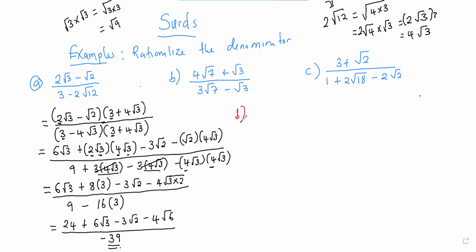B: we multiply again by the denominator. So 4 root 7 plus root 3, we multiply by 3 root 7 plus root 3. So we get more like the conjugate of the denominator part, since we understand the conjugate better.